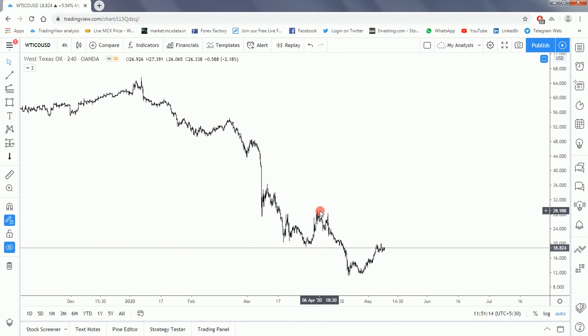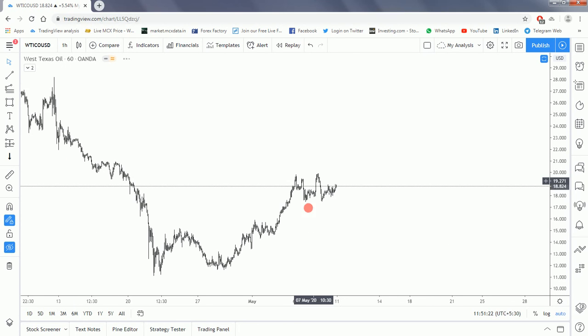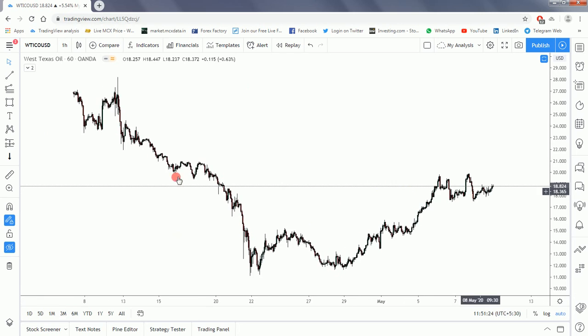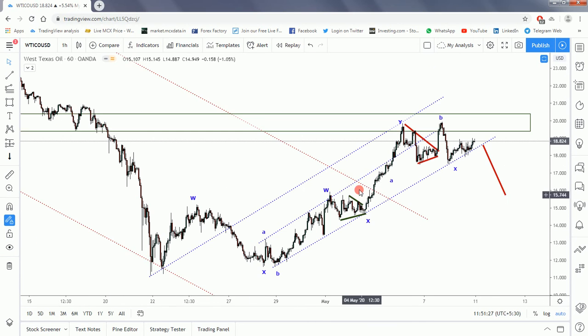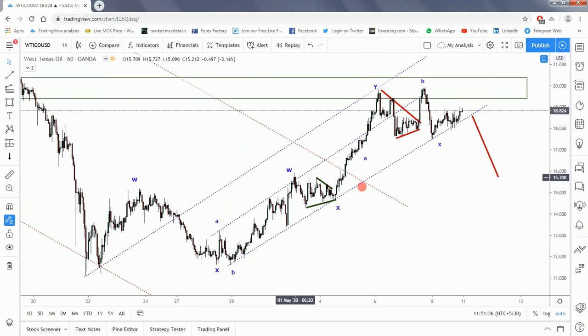If we look into this 1 hour chart, here we completed the 5-wave structure. Here is a W, X, whether it is an A, B, C is a W, X. Again here it's a Y.